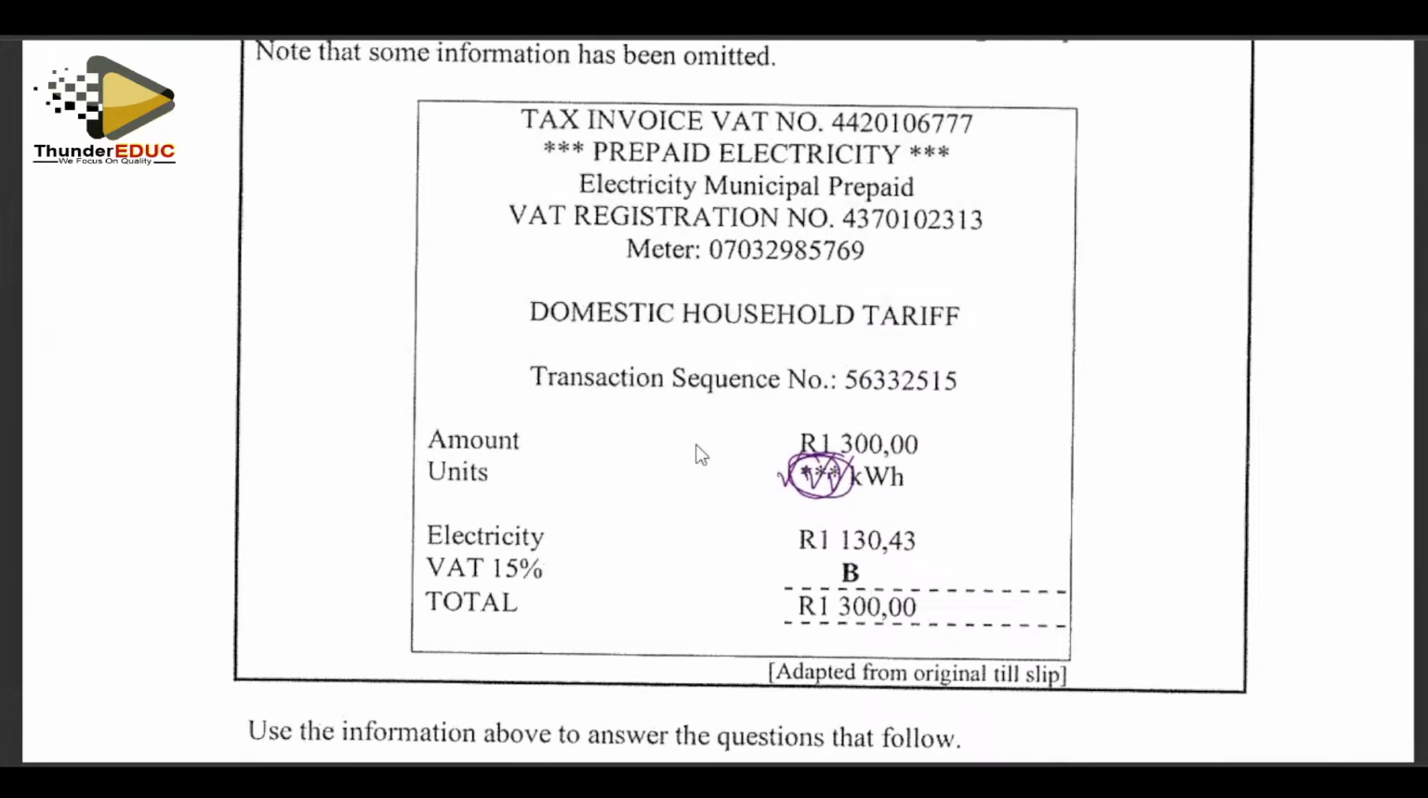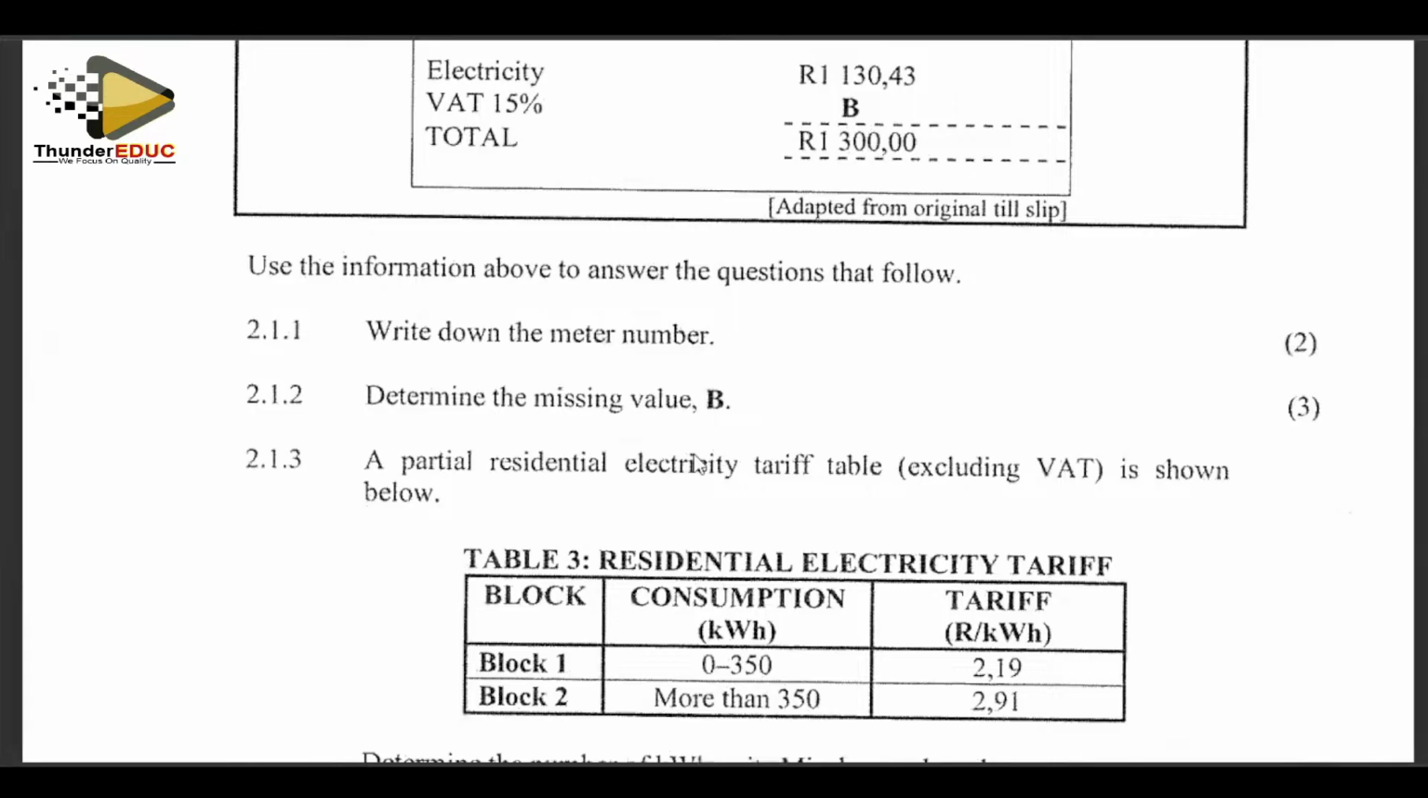This was straightforward. The meter number was this value here. I believe everyone got it right. It was 07 032 985 769. Meter number. That was it. Calculate the missing value of B.